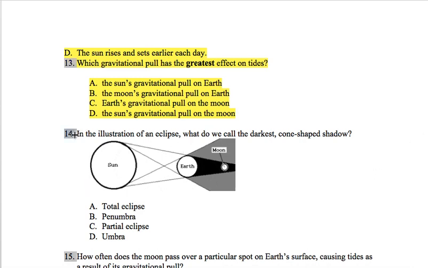Number 14. In the illustration of an eclipse, what do we call the darkest cone-shaped shadow? So right here. A. Total eclipse. B. Penumbra. C. Partial eclipse. Or D. Umbra. So A. Total eclipse. B. Penumbra. C. Partial eclipse. Or D. Umbra. Penumbra, sorry.